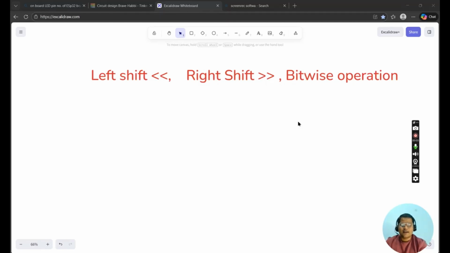My name is Krishna Rai and today in this video I'm going to cover how to use left shift, right shift and bitwise operation. So let's start the video.